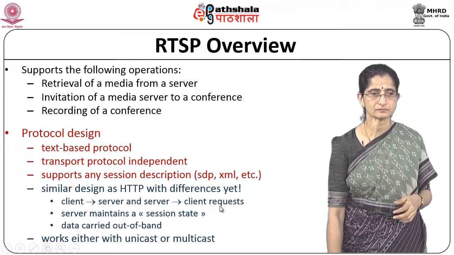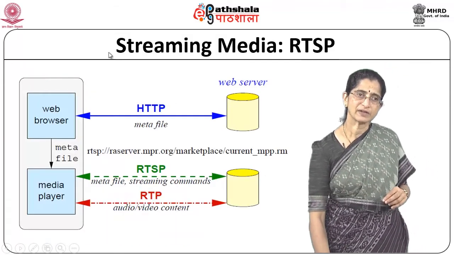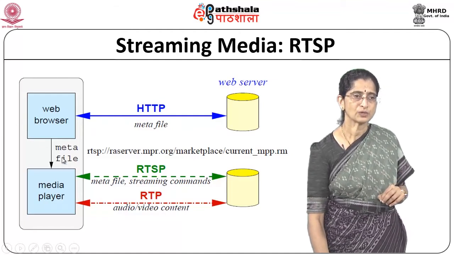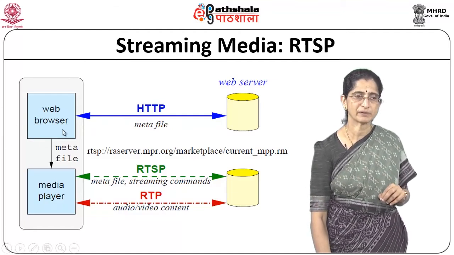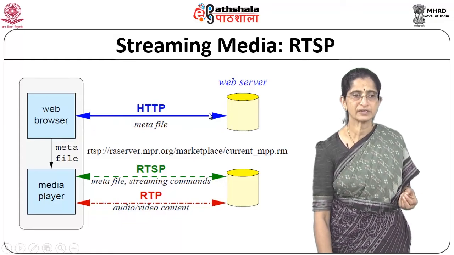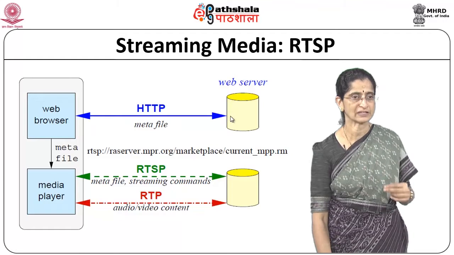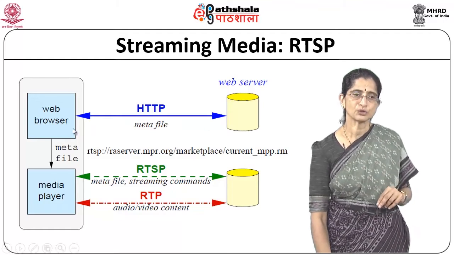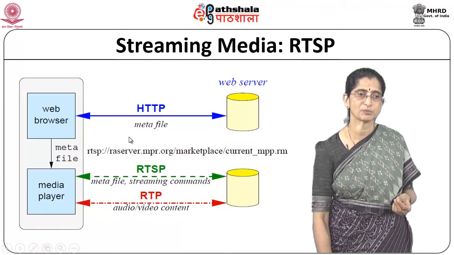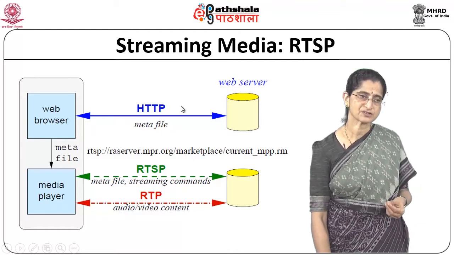Let us look at some of the details of the RTSP protocol now. The way it is expected to work is in the following manner. On your client machine, you have a web browser and you have a media player. The web browser will be used to request information about the media file that you want to download, which means you are getting some meta information. A meta file is obtained from a web server using the HTTP protocol.